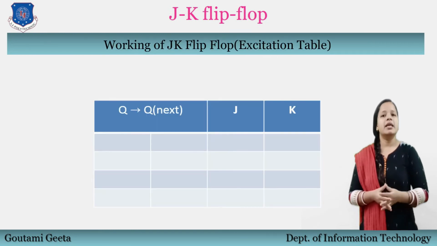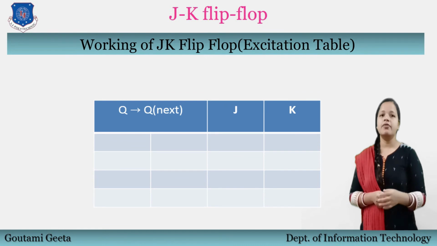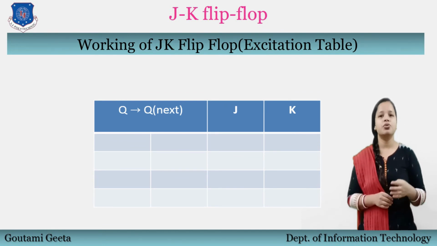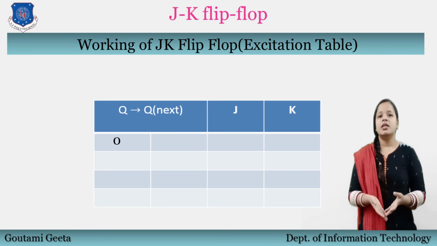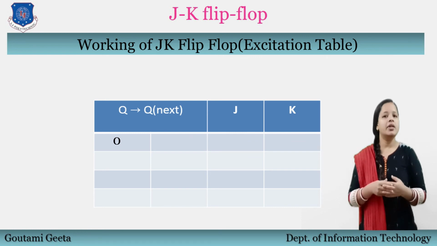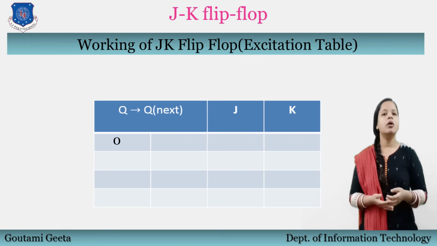We can also draw the excitation table for this JK flip-flop. An excitation table shows the minimum inputs that are necessary to generate a particular next state when the current state is known. When our current state of the flip-flop is 0, then our next state will be either 0 or 1.